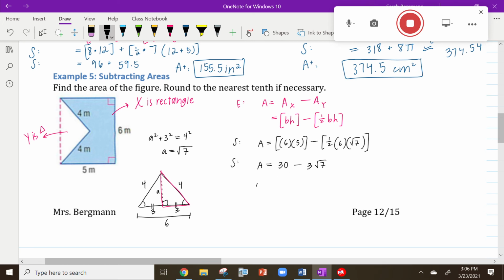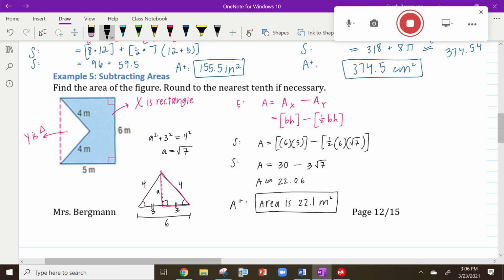There's my exact answer, 30 minus 3 radical 7. If I want an approximate answer, I can plug this into my calculator. 30 minus 3 radical 7 gives me 22.06. It told me to round to the nearest tenth. Make sure you're rounding correctly. So the area is about 22.1 meters squared.